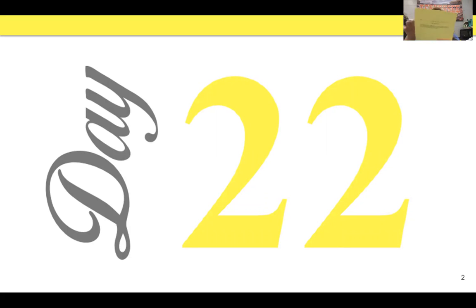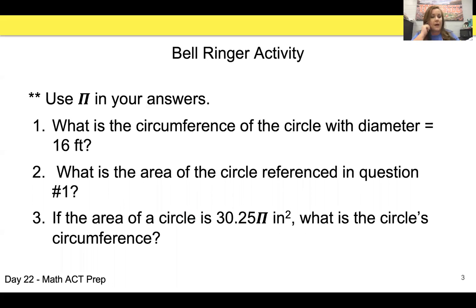You should have your yellow sheet of paper for your bell ringer. You've got 3 questions talking about the circumference of a circle. So you've got to make sure you know your formulas for circumference and area of a circle. Pause the video, take about 5 to 10 minutes to do the bell ringer. When you're finished, unpause and we will go over the answers.